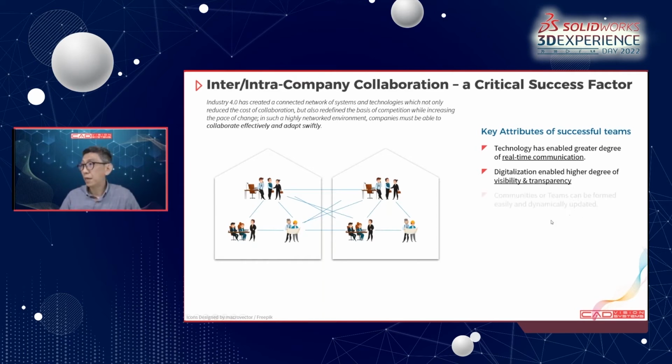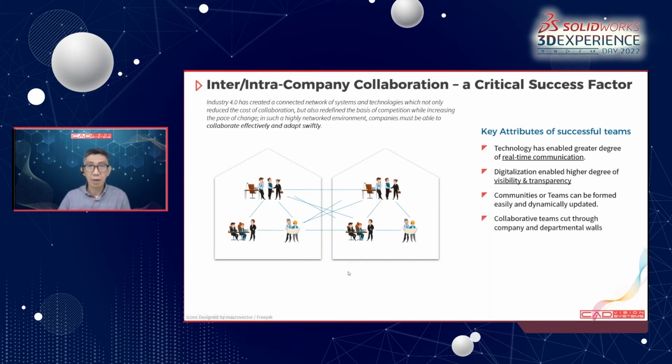And then thirdly is the communities or teams can be formed easily and dynamically, and they can be updated dynamically. So what this is saying is that an effective collaborative team, right, needs to also have the capability to be dynamic, to start or to disband very quickly. Once maybe the project is finished, disband, different members move on to a different project, or you expand the team or you shrink the team very dynamically, right?